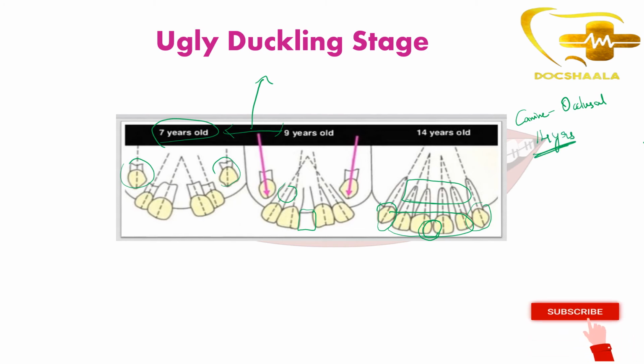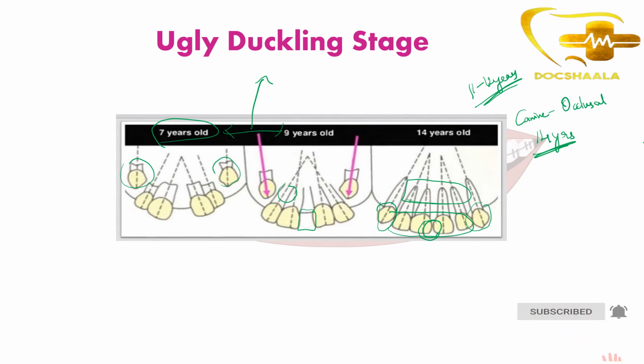So what is the erupting age of the permanent maxillary canine? Anybody can say. It is around 11 to 12 years of age. So by this time the teeth start moving towards the normal occlusal plane and the midline spacing gets reduced.